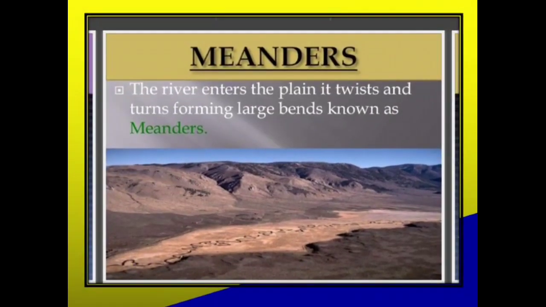The next feature that we are going to discuss is meanders. Do you know a river has its natural course, or you can say natural path or way? When a river enters a plain area, it twists and turns, forming large bends called meanders.